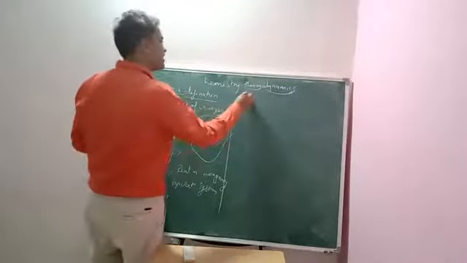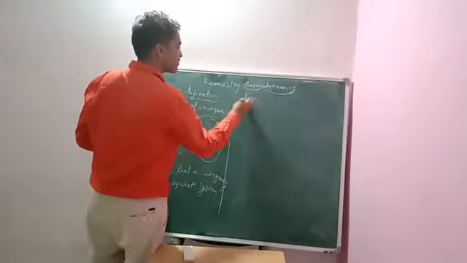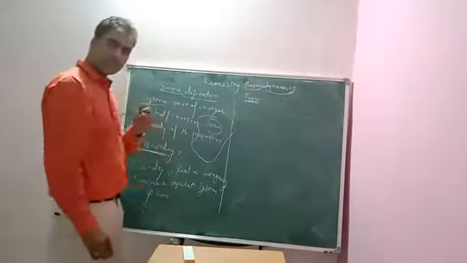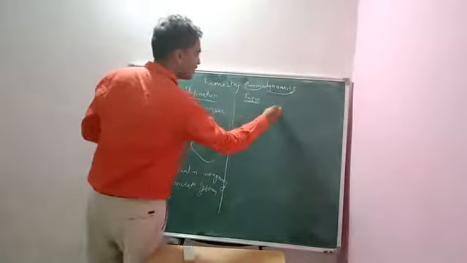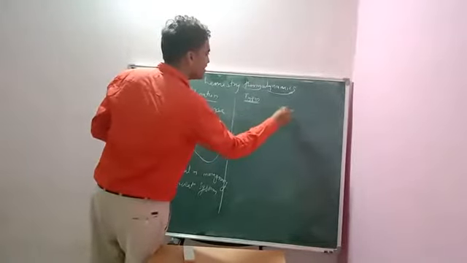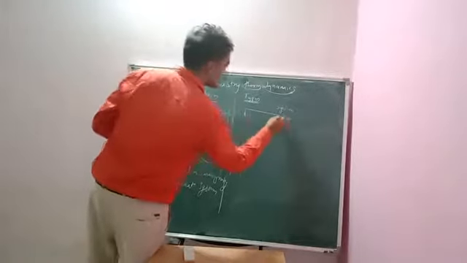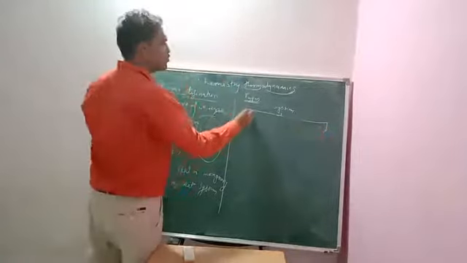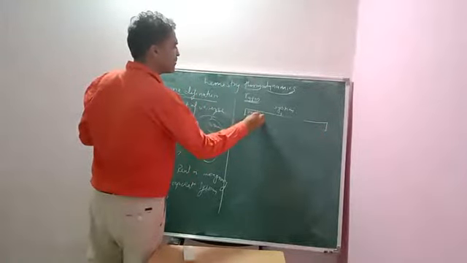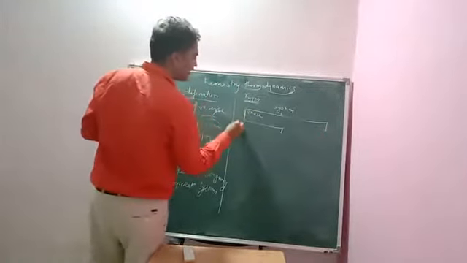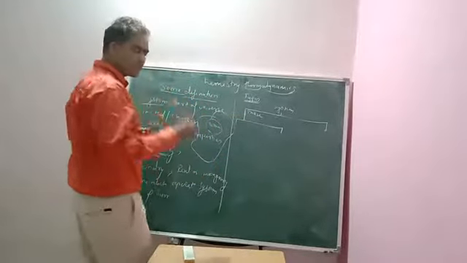Now we are going to study the types of system. Basically, we are going to discuss the types of system depending upon two ways. Number one, depending on phase. Depending upon phase, we have two types of system.